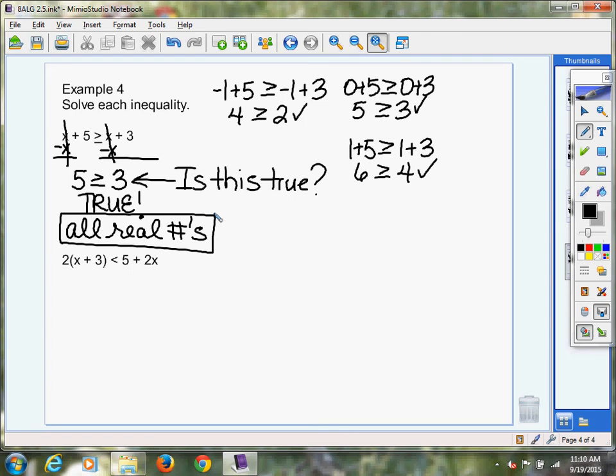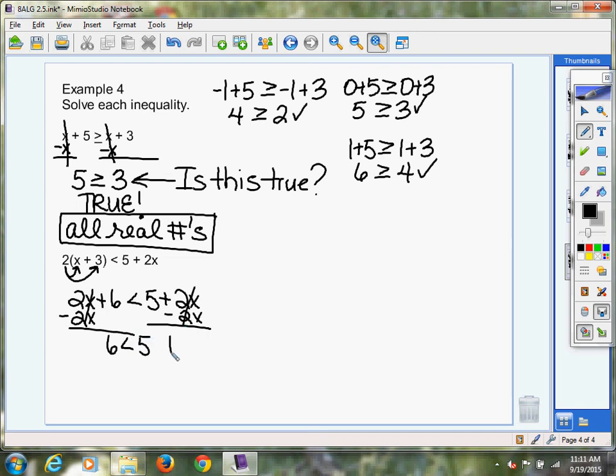Now let's take a look at this bottom one. We got a little work to do here because we have parentheses, so you're going to have to distribute. So we've got 2x plus 6 is less than 5 plus 2x. You know me, I like getting my variables together, so I'm going to subtract 2x from each side. And I've got 6 is less than 5.